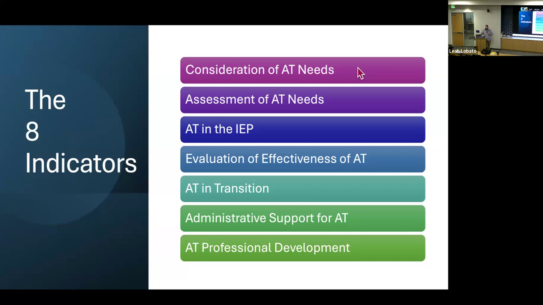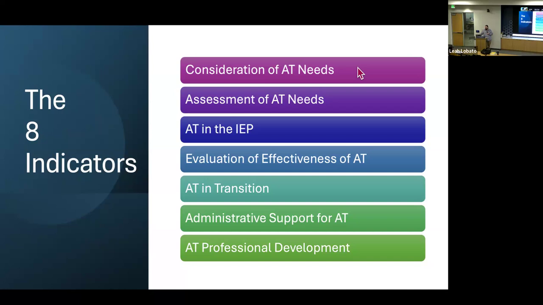After the AT on the IEP is evaluation of effectiveness. So how do we show that the student needs it, that it's making a difference, or that it's not making a difference, so that we can then go back and reconsider what that student needs. Assistive technology in transition covers not just transition plans for post-high school, but transitions between schools and locations. So when students change grades, et cetera.